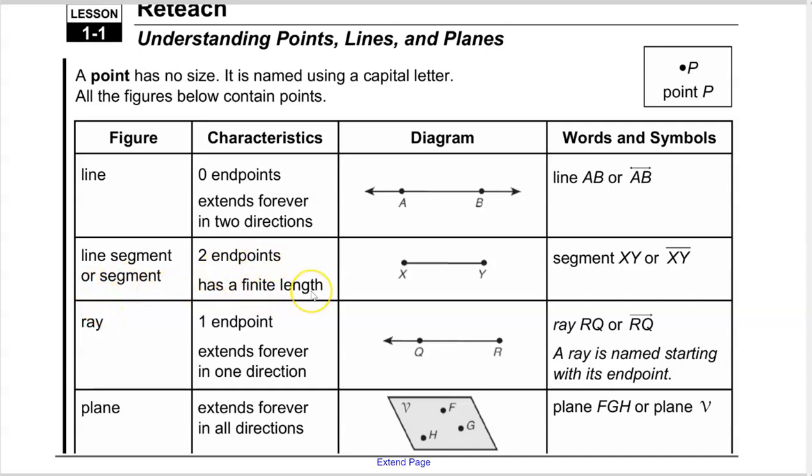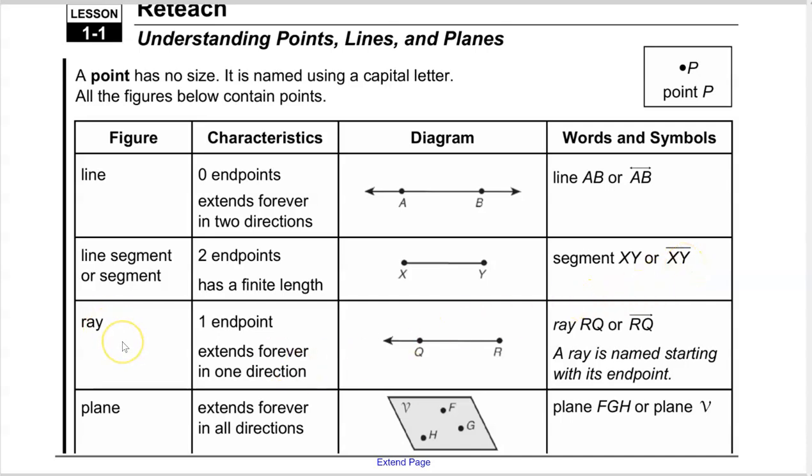Okay, that's a line. A line segment, or segment, has two endpoints. It's a finite length. It's so many units long. Okay, so it stops and it starts. So here, this one starts at X and ends at Y. You can name it by saying segment XY, or put a little line over it with the endpoints, not arrows, above the X and the Y.